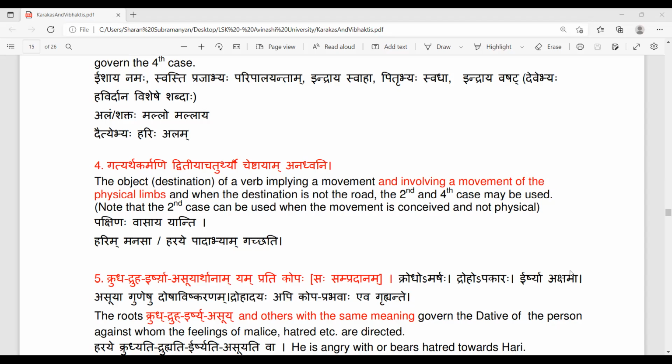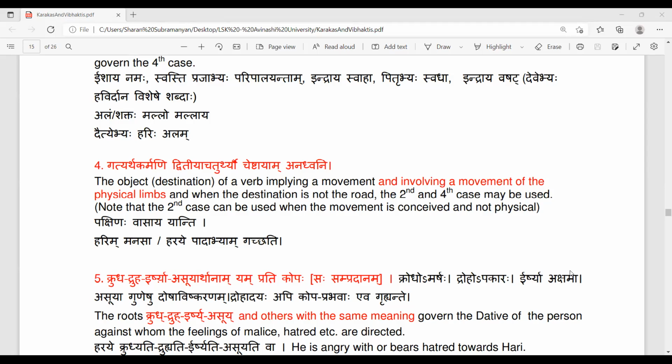Similarly, Dvitiya Vibhakti also can be used when it is not physical action. Therefore, Harim Manasa Gachati. Manasa Harim Gachati. Haraye Padabhyam Gachati. So you can see the difference between, this is a good example. Okay, then Gachati is Gamanakriya, the movement, Gatyartaka. Therefore, you can bring all the Gatyartaka dhatu.